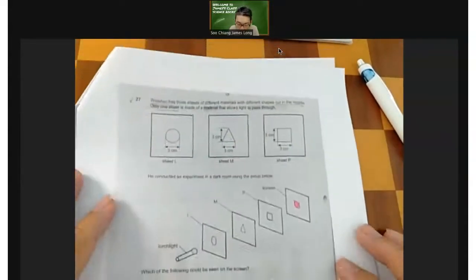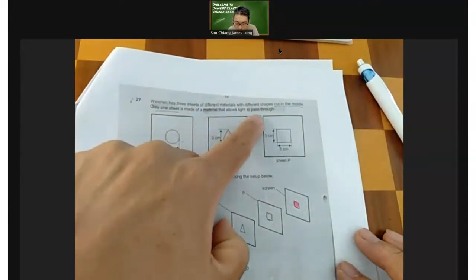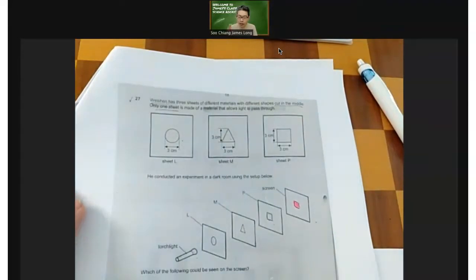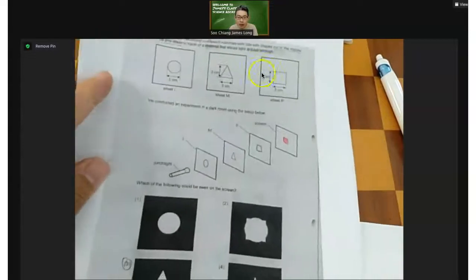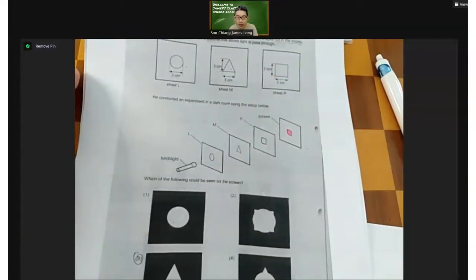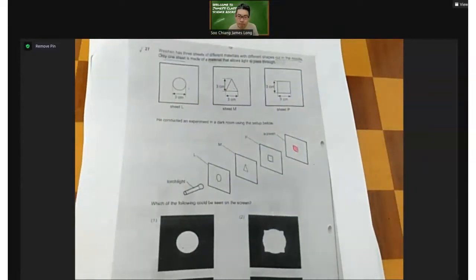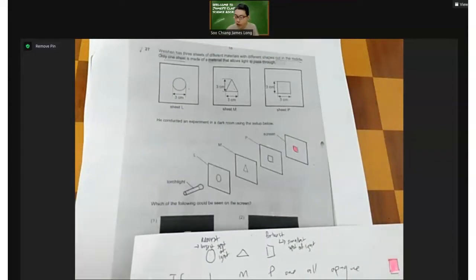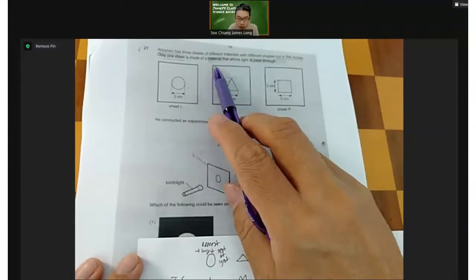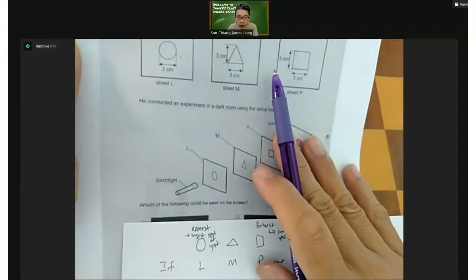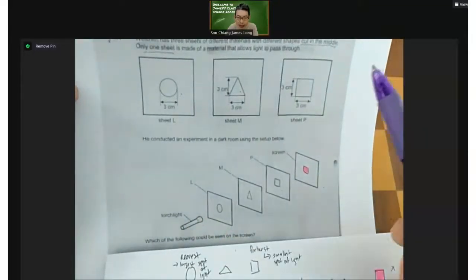So let's see other conditions. One sheet is made of a material that allows light to pass through. Only one sheet. So the other two will block the light. So which will be the two that block the light, and which will be the one that allows light to pass through? So let's break this down in this way, right? Now, because now we have two more clues we're going to use. One clue would be only one sheet is made of a material that allows light to pass through. And the other clue would be the holes are all of the same height and width.